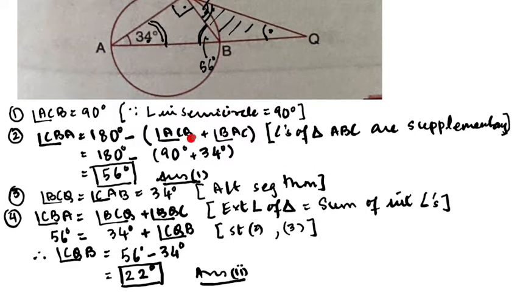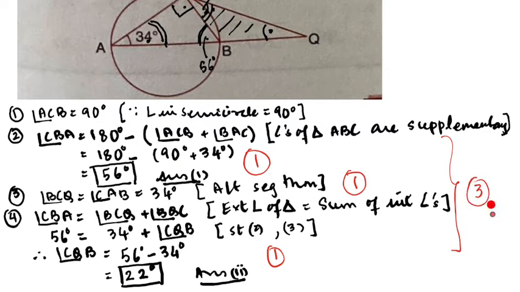So our first mark will be to get this 56 degrees using the angle sum property of triangle ABC. Then the second mark will be for this alternate segment theorem. And the third mark will be when you use the exterior angle of this triangle equal to sum of interior angles, and that will be your third mark. So if you've written this all right, you can give yourself full 3 marks. So this comprises your 3 marks.